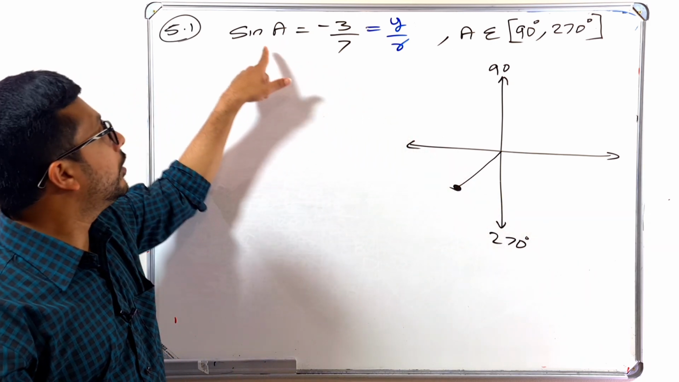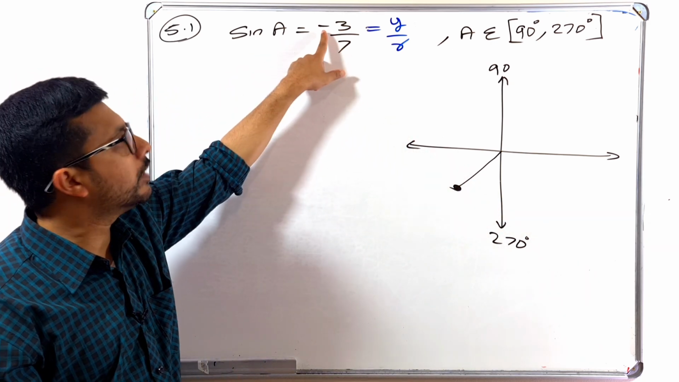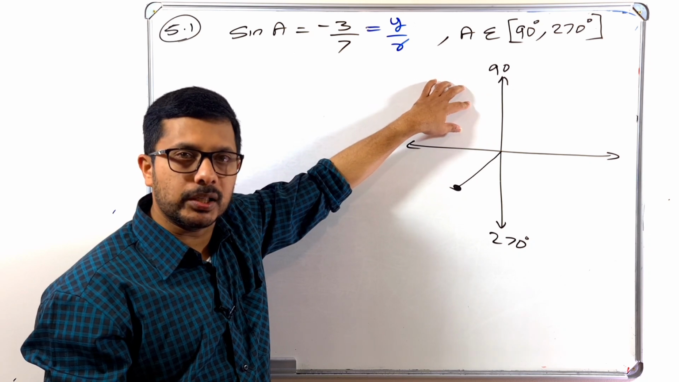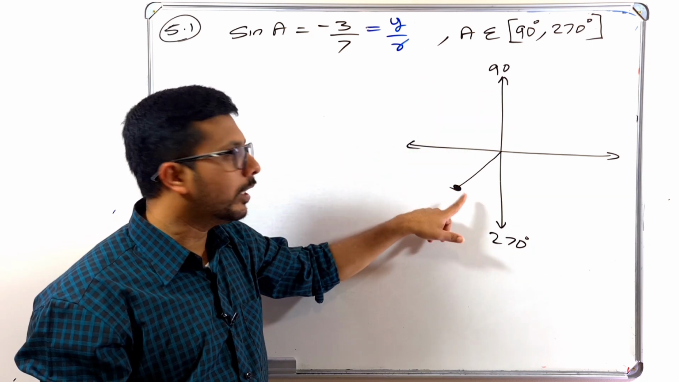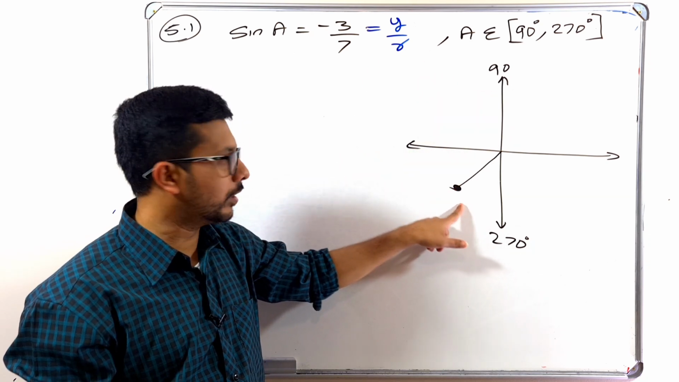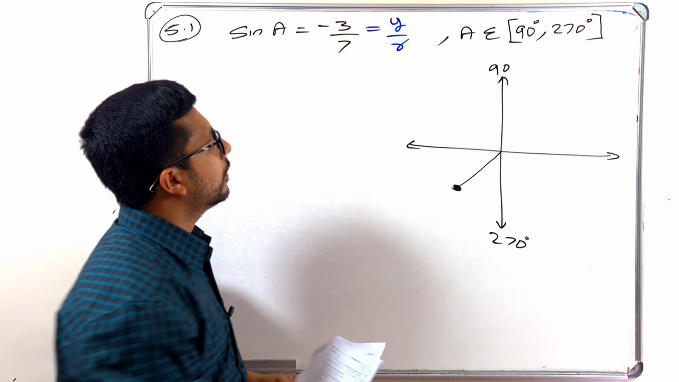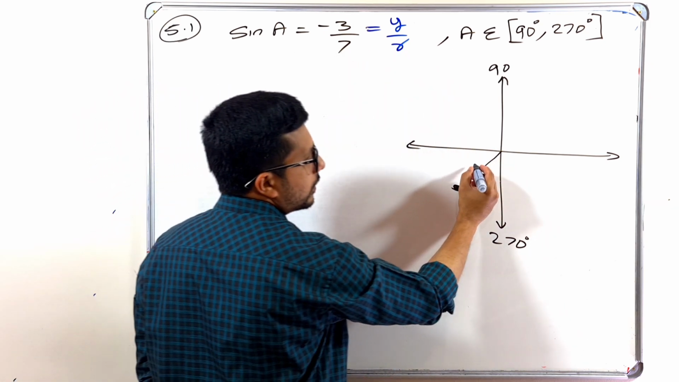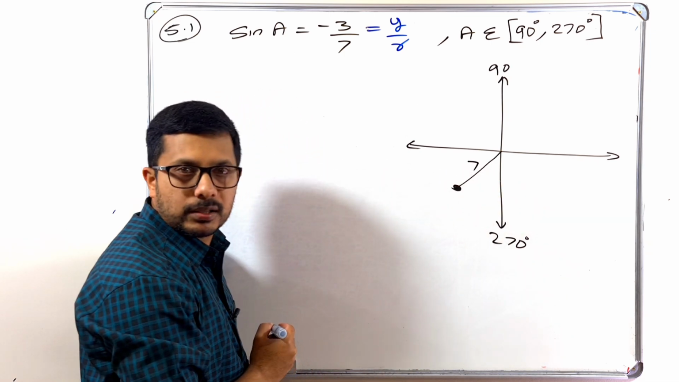But when we look at this one, sine is negative. Here in the second quadrant sine can't be negative. So the only possibility is it must be in the third quadrant. Okay. So now here, what is the value of r? R is 7. So normally we represent r as 7 there.